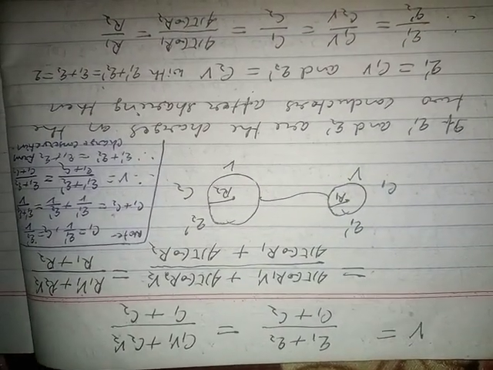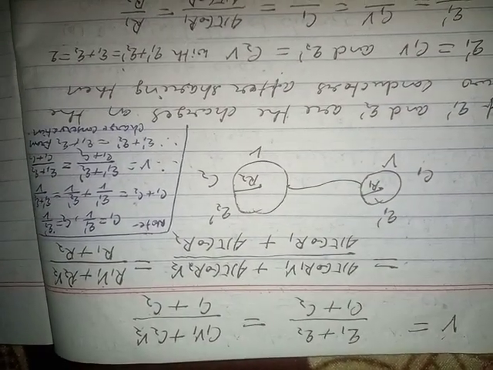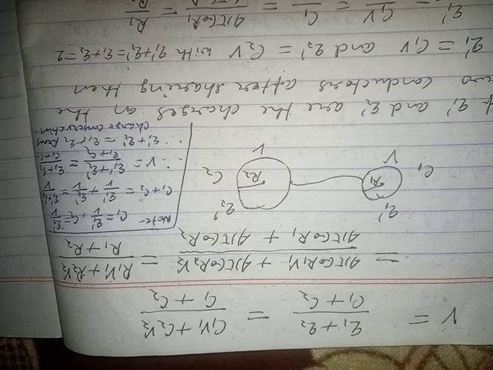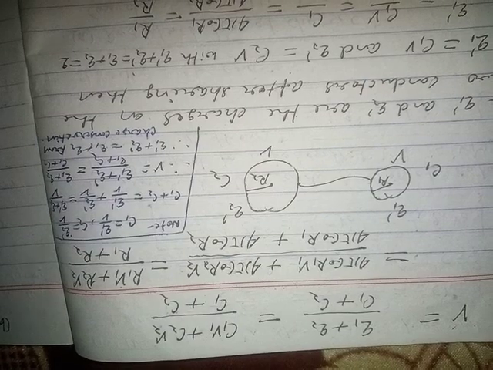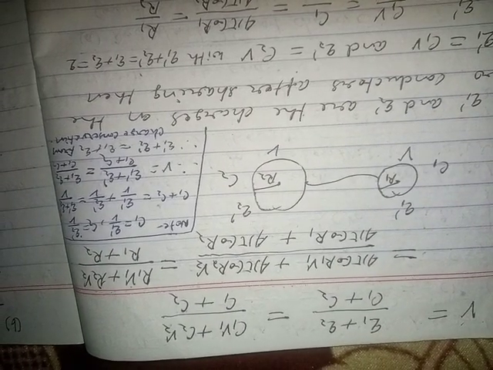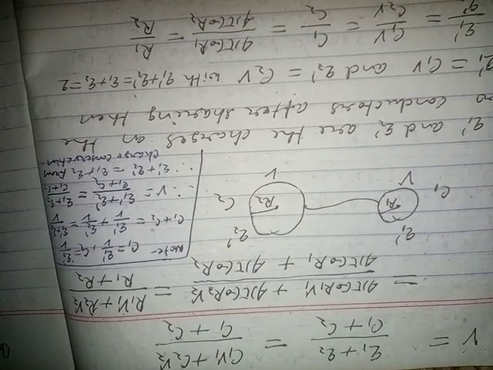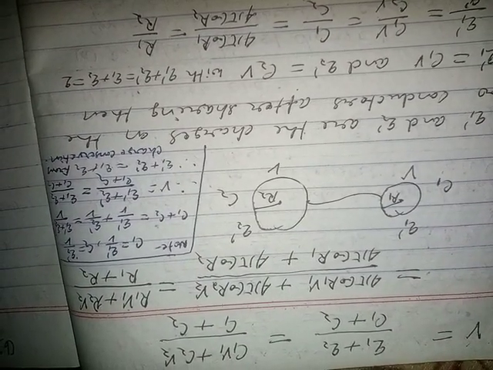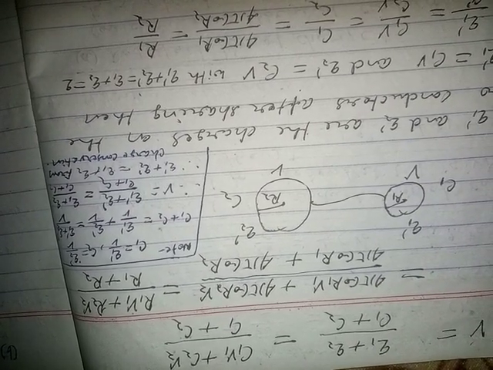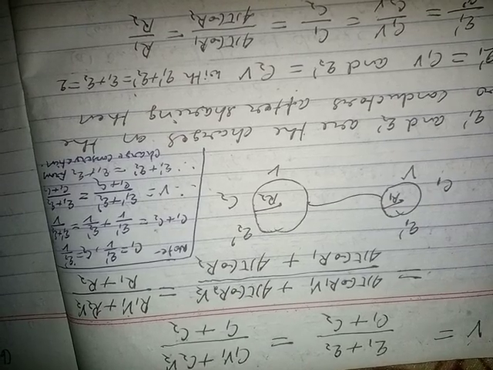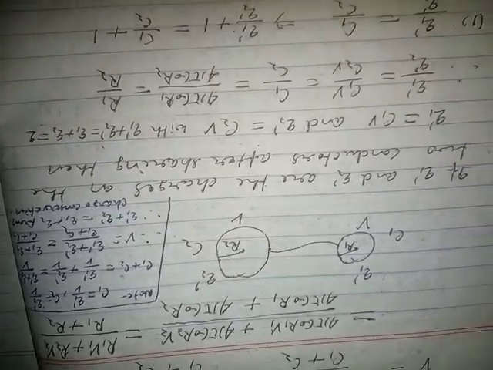And Q1 dash, Q2 dash: note we have C1 equals Q1 dash by V and C2 equals Q2 dash by V. Hence C1 plus C2 equals Q1 dash plus Q2 dash by V. Hence V equals Q1 dash plus Q2 dash by C1 plus C2 equals Q1 plus Q2 by C1 plus C2, since Q1 dash plus Q2 dash equals Q1 plus Q2 from the conservation of charge.